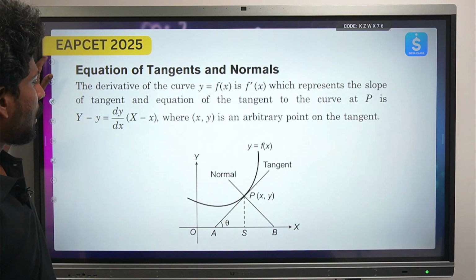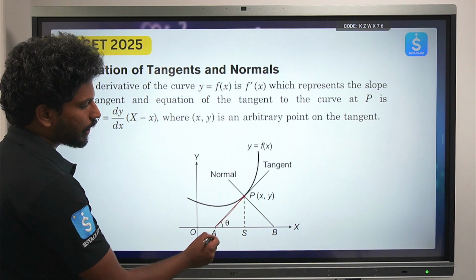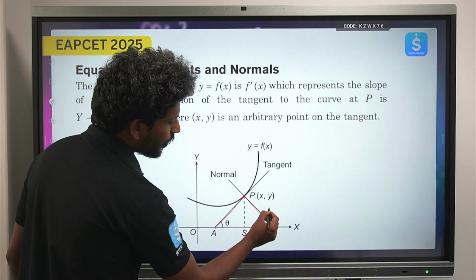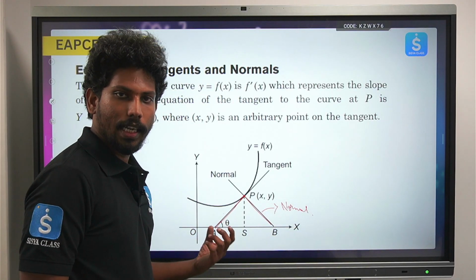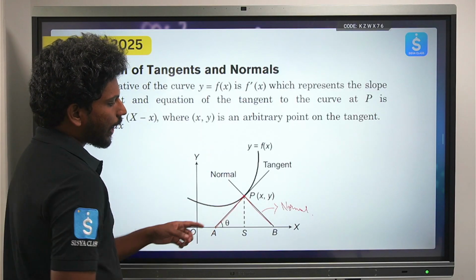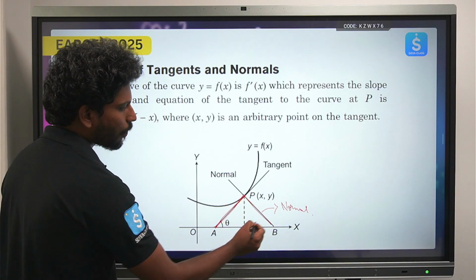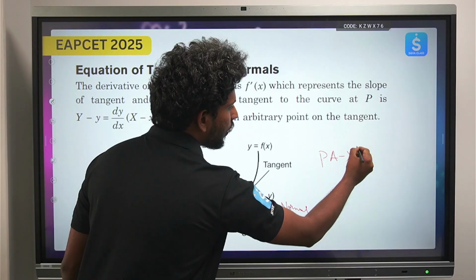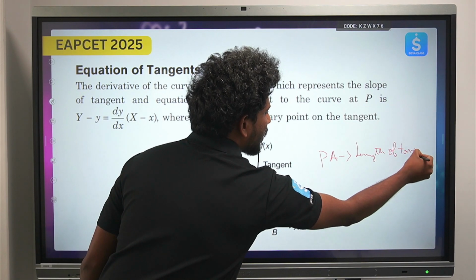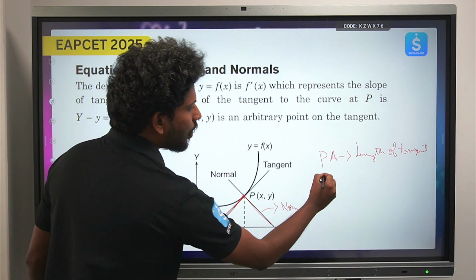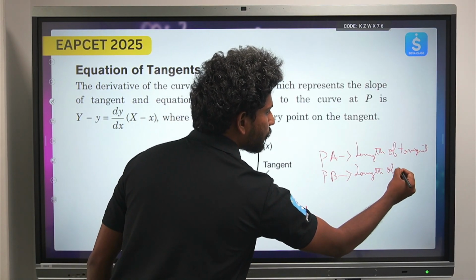Okay, next. Here is a small description. PA is the tangent. PB is the normal. Whenever he asks for the length of the tangent, it is from the point of contact to the x-axis, along the tangent that has been drawn. So PA is called the length of the tangent. Similarly, this PB is called the length of the normal.